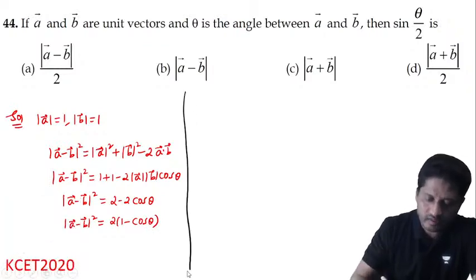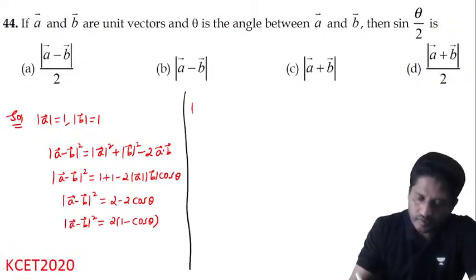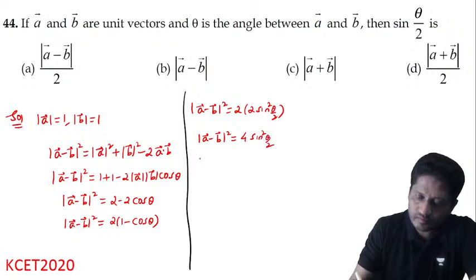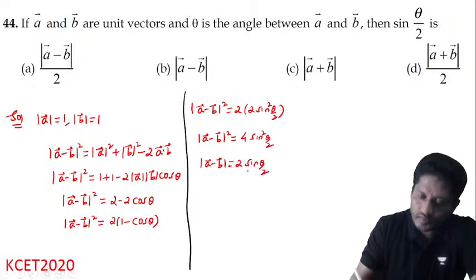Now 1 minus cos theta is 2 sin square theta by 2, so mod of A minus B the whole square is equal to 4 sin square theta by 2. Mod of A minus B is equal to 2 into sin theta by 2. If you shift to the left side, 1 by 2 into modulus of A minus B is equal to sin theta by 2. That's the answer, guys.